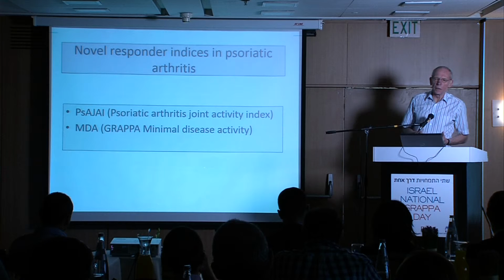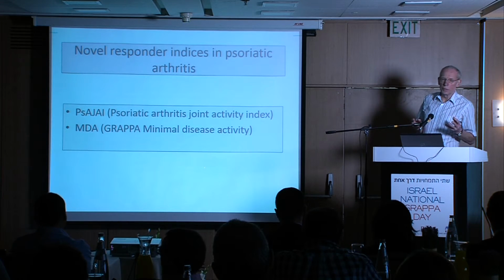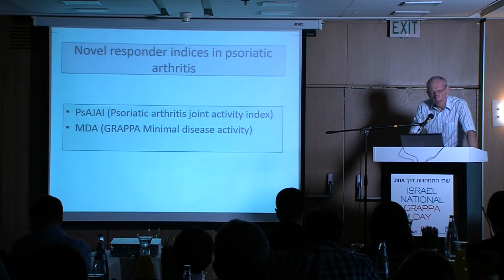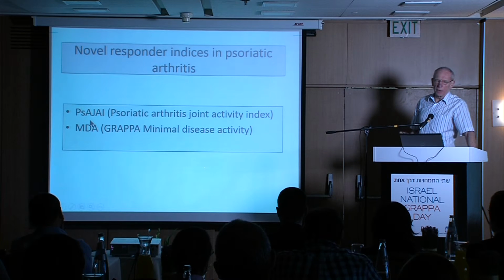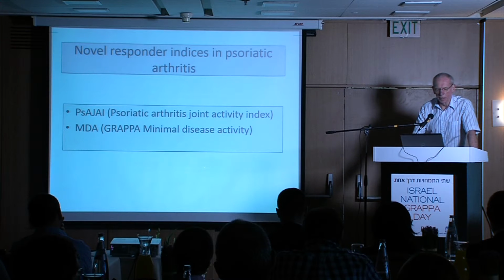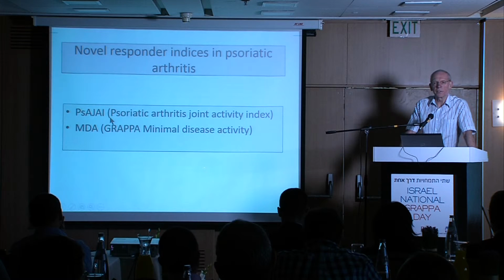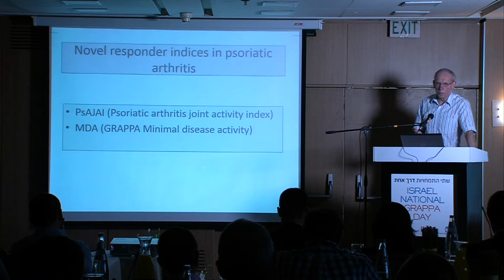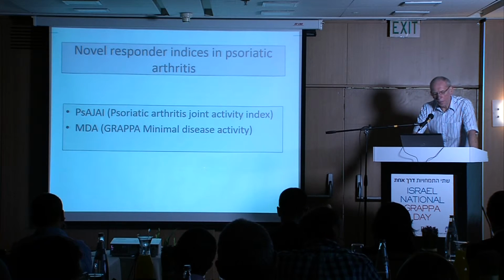So we've been looking at developing our new measures, and we've got disease activity measures and responder measures. I'm just going to say a little bit about the responder measures. Daphna's group did an analysis of 3 interventional trials with TNF drugs to develop a new responder index called the Psoriatic Arthritis Joint Activity Index, which is basically a 30% responder index, rather like the PSARC. And the GRAPPA group worked together to develop minimal disease activity criteria.